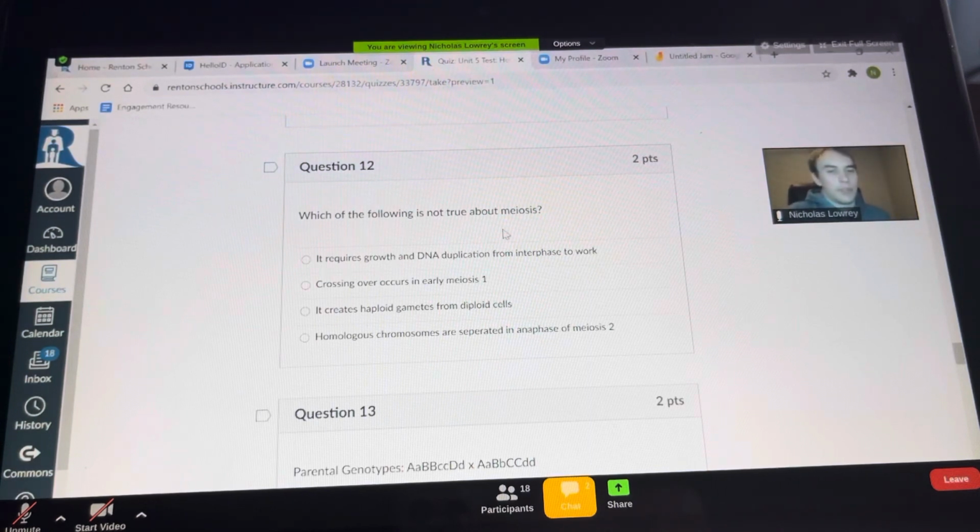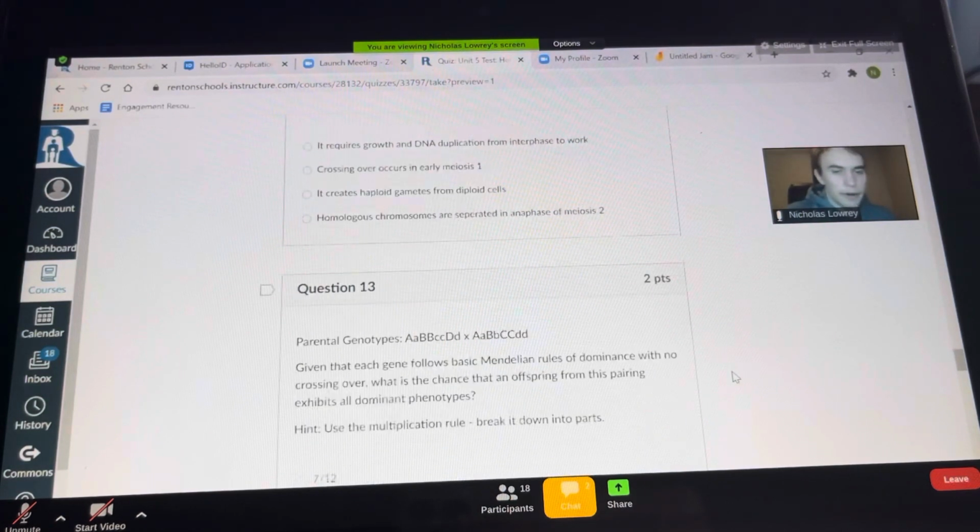And all the other ones do occur or are important for meiosis. Even this one where it says it requires growth and DNA duplication, we still have to grow and duplicate in order to split. So it's not any different from mitosis in that regard.